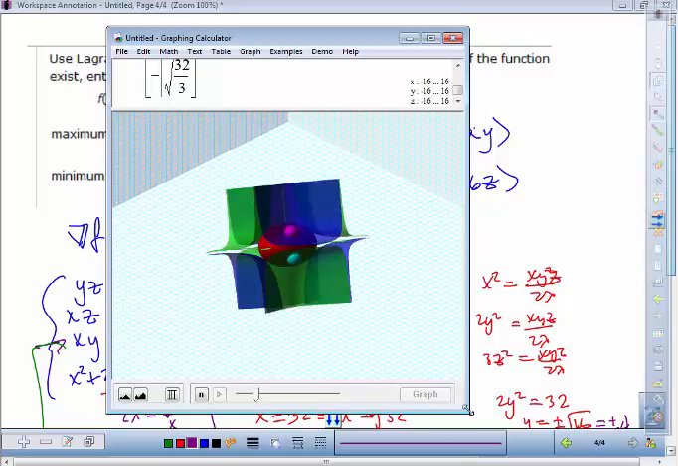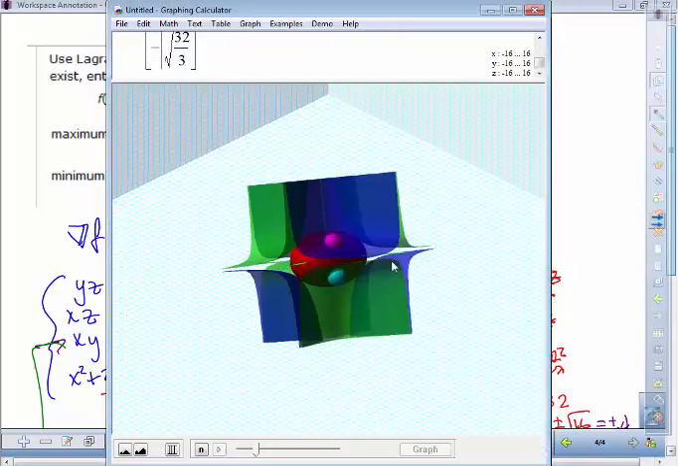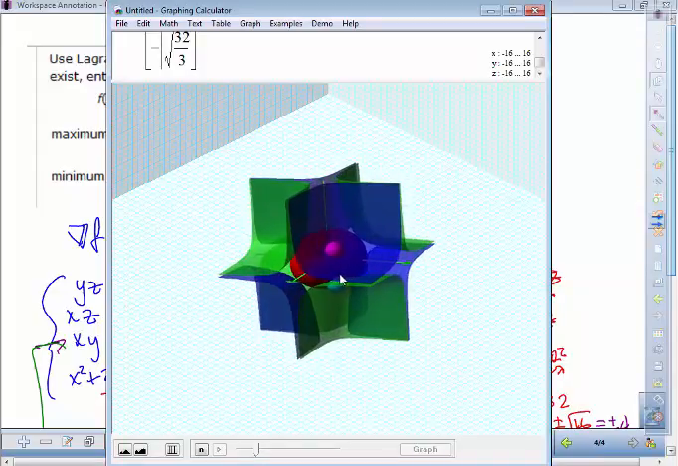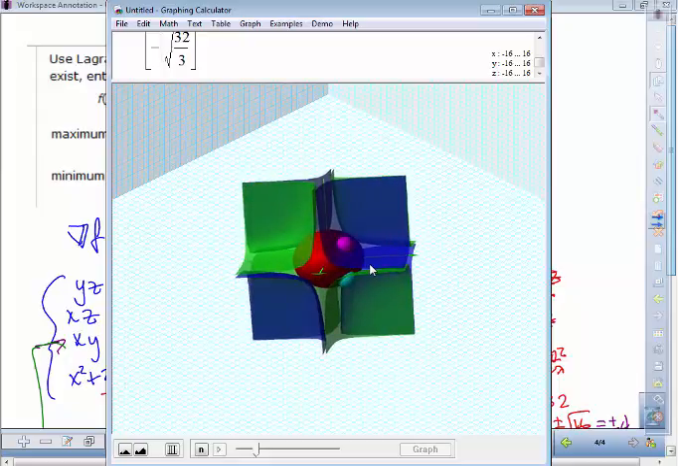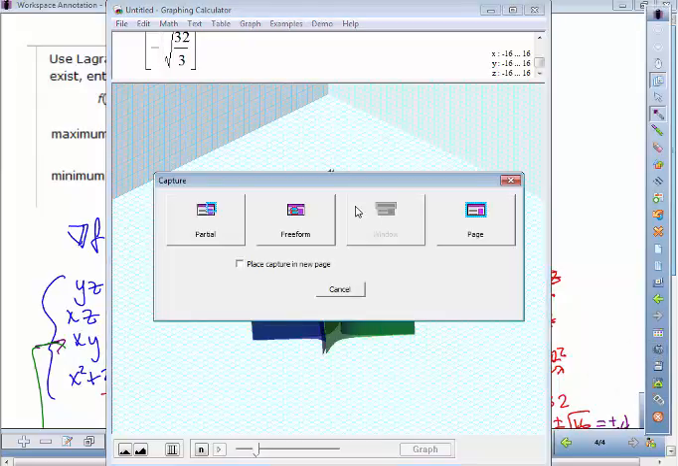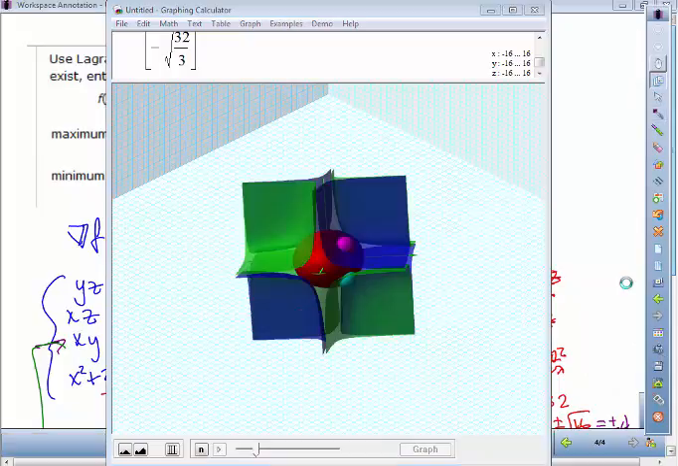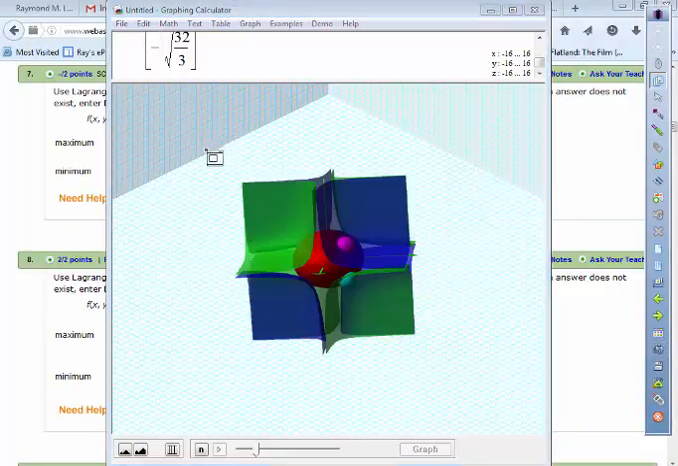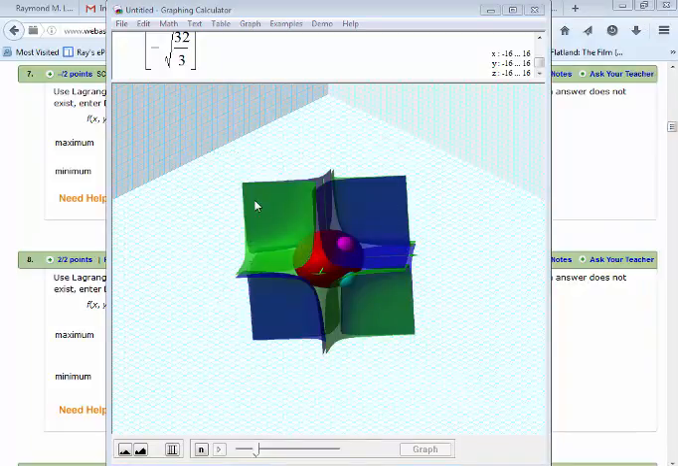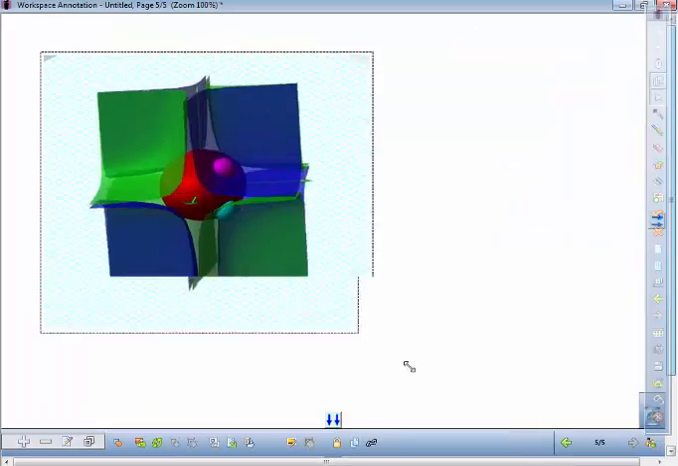So I don't know if it makes a lot of sense. I think one of the key things to remember is that the graphs themselves don't show you the maximum or minimum. It at least tells you where the maximum and minimum is. So let's take a snapshot of this and annotate it just so we can try to understand the graphics behind a Lagrange multiplier problem in 3 dimensions.